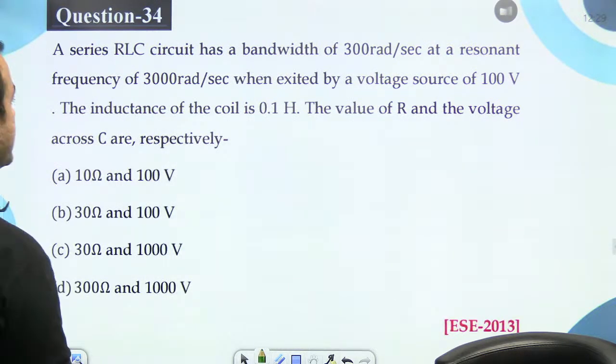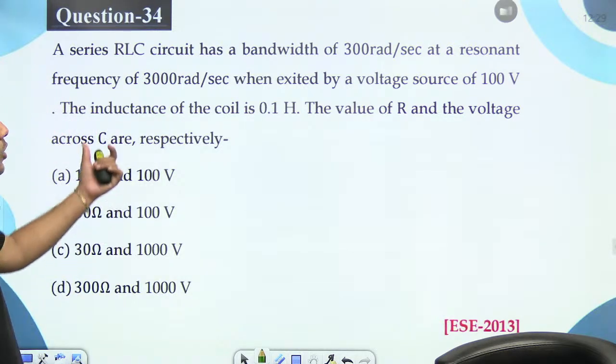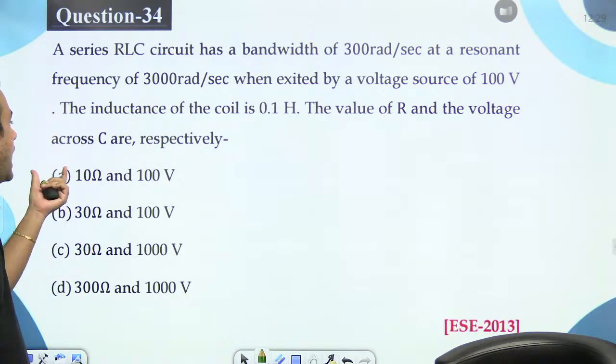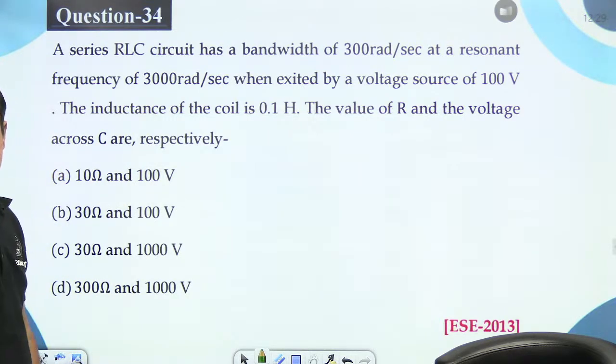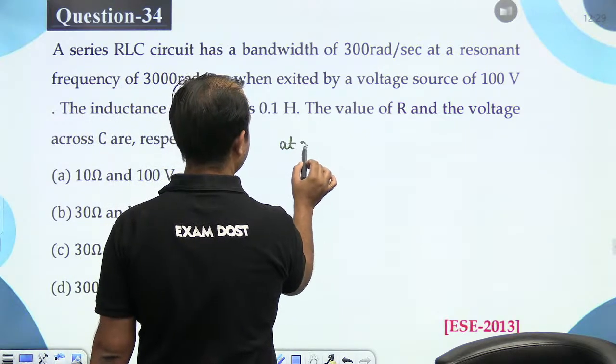A series RLC circuit has a bandwidth 300, resonance frequency 3000, voltage source 100 volt. L is 0.1, find R and voltage across C. Now beta, this is ESE 2013.